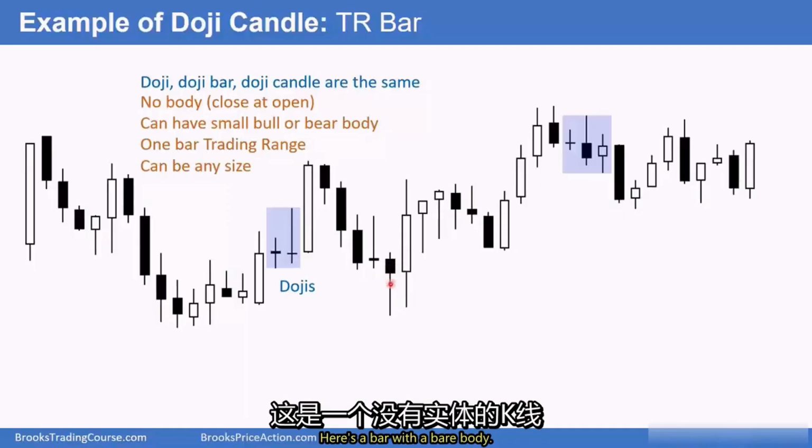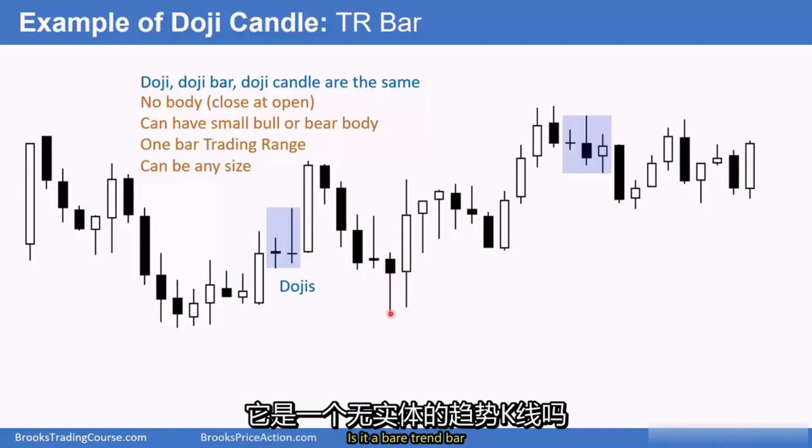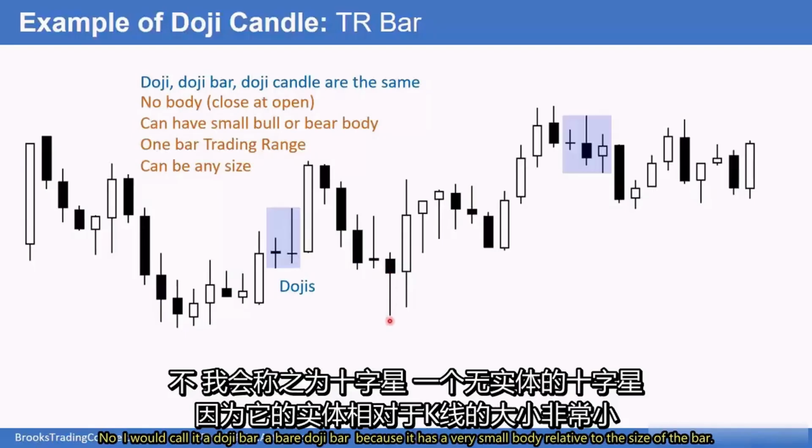Here's a bar with a bear body. Is it a bear trend bar? No, I would call it a doji bar, a bear doji bar, because it has a very small body relative to the size of the bar.